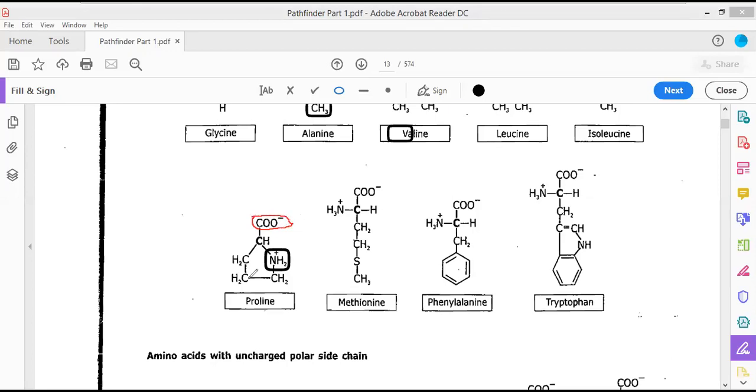Okay, so this is the structure of proline. It is cyclic in nature, but it is not aromatic. Methionine has an effective thiol group present within itself. Although there is a thiol group present here, this thiol group is never going to form a disulfide bond. It has a thiol group, but it can never form a disulfide bond.